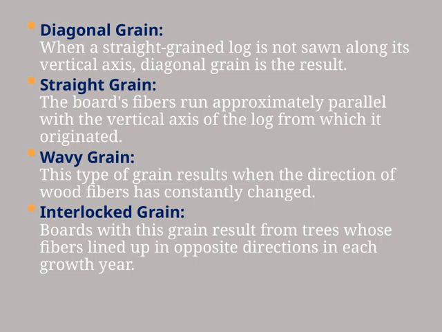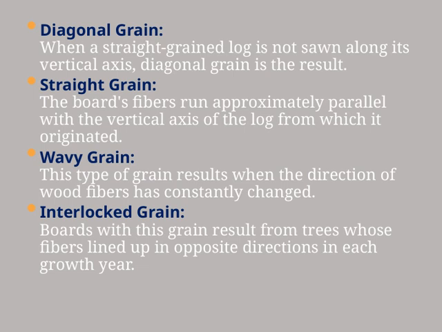When we talk about diagonal grain, we're referring to what happens when a straight-grained log isn't sawn along its vertical axis. Instead, the fibers end up running at an angle, which can affect the strength and appearance of the wood. Now, straight grain is pretty straightforward, literally. It means the fibers in the board run roughly parallel to the vertical axis of the log they come from. This type of grain is usually desirable because it tends to be stronger and more uniform.